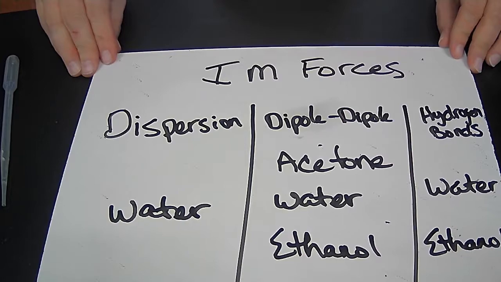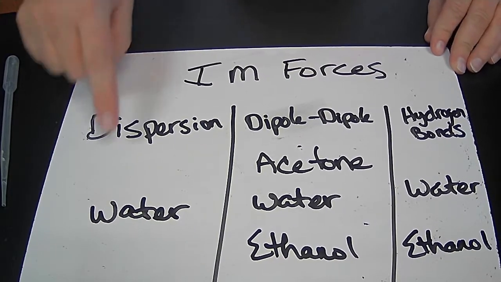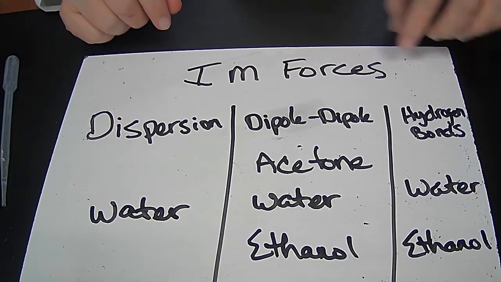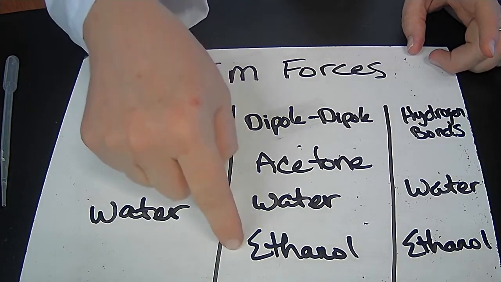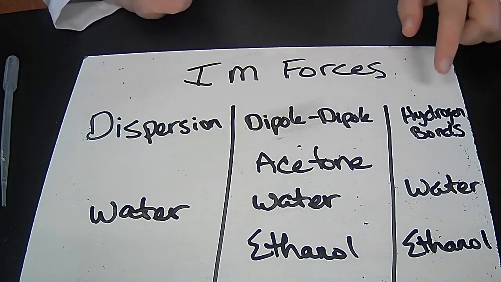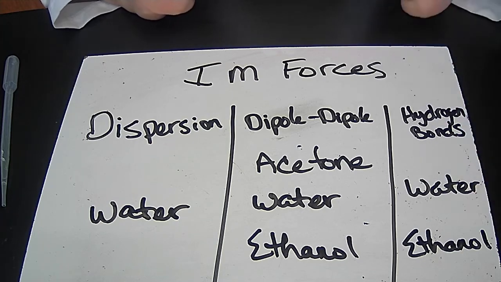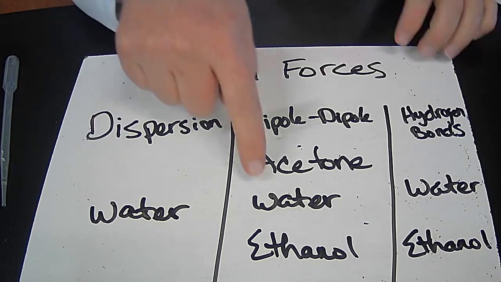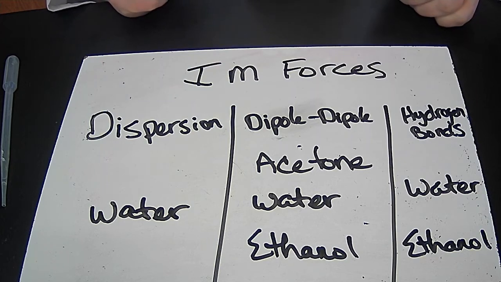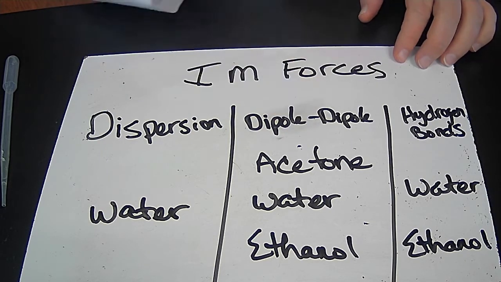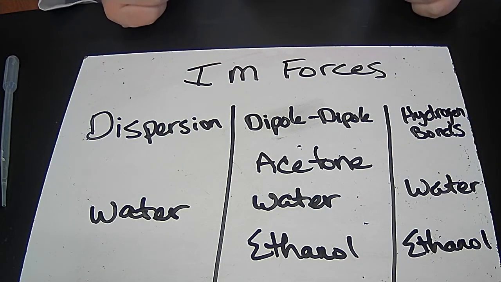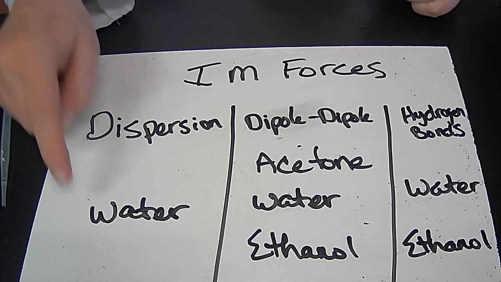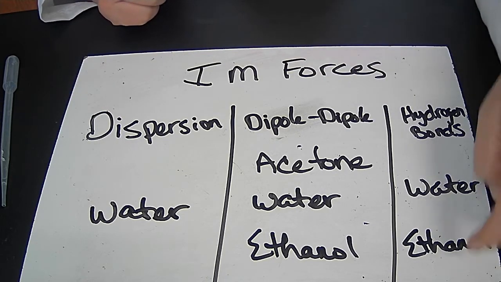So we can see we have dispersion. Water is the only one that's going to have dispersion. And dipole here, all three of them: ethanol, water, and acetone will have it. And then hydrogen bonds, water and ethanol. So you can see water is going to have three of the intermolecular forces. Acetone will just have one, and ethanol has two. So I want you to right now think about it. Water has three, acetone has one, ethanol has two.